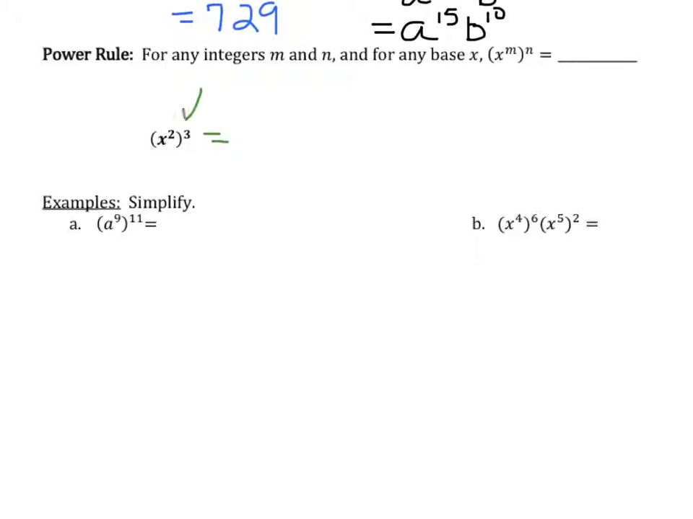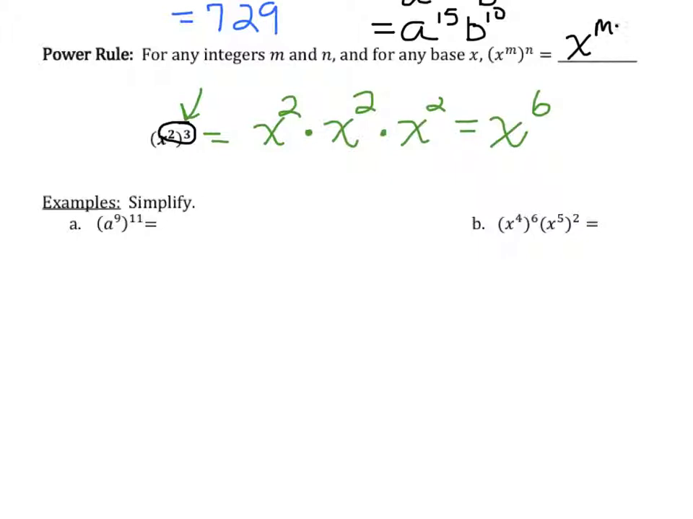Well, this 3 exponent out here tells us to do x squared times x squared times x squared. And of course, we already know the product rule that says that all I have to do now is add these exponents together since my bases are the same. So if I do this 2 plus that 2 plus that 2 right there, I get 6. So this is going to be x to the 6th power. And therefore, if I look at these exponents here, how am I going to get 6 out of 2 and 3? I multiply them together. And so x to the m to the n is x to the m times n.